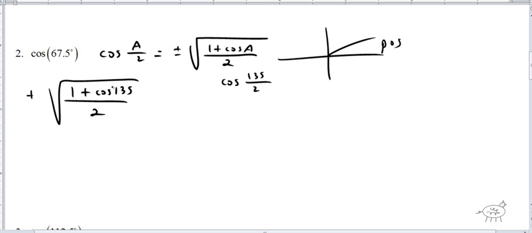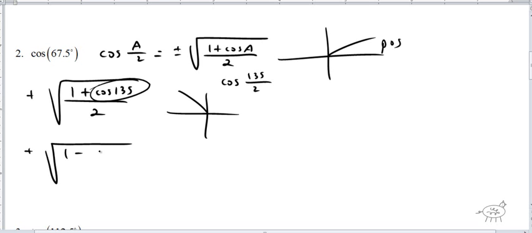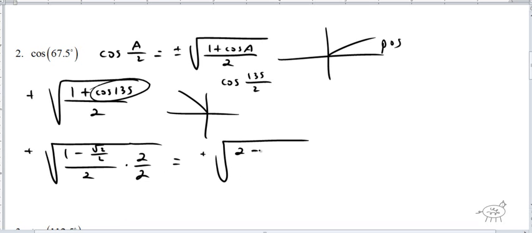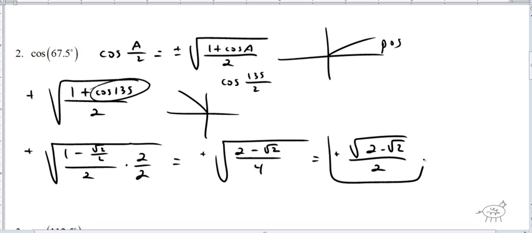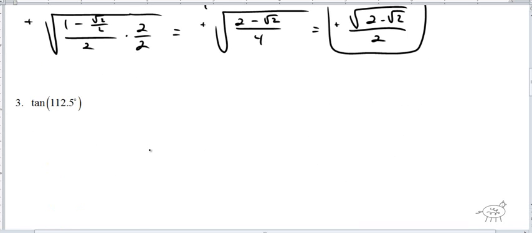Okay, and just make sure you're getting the sign of this right. 135 is over here, so cosine's negative, so it's plus the square root of 1 minus root 2 over 2. And once again, I multiply by 2 over 2. That gives me positive the square root of 2 minus root 2 over 4. And take the square root out at the bottom, so we get positive square root of 2 minus root 2 over 2. Okay, not bad.